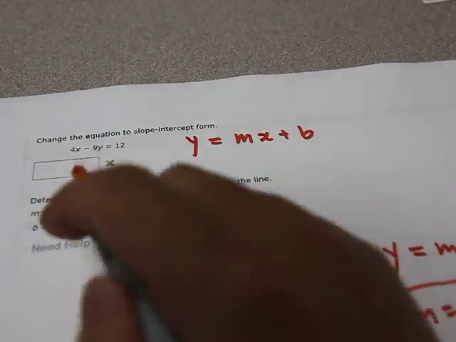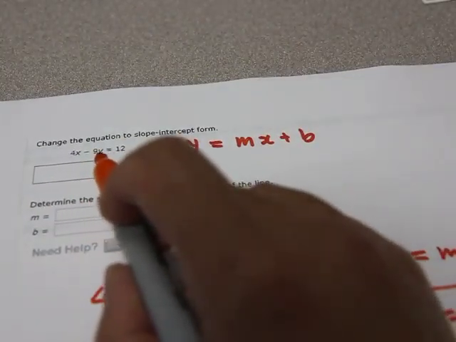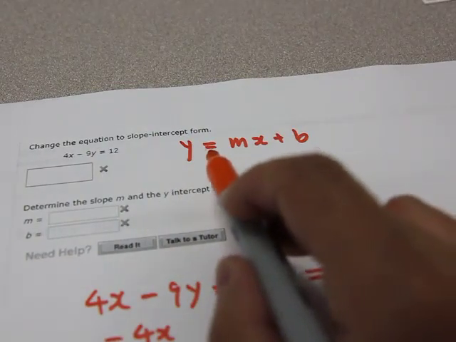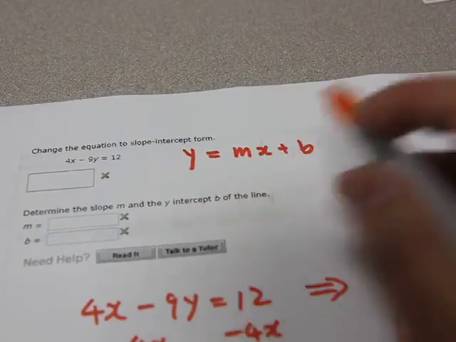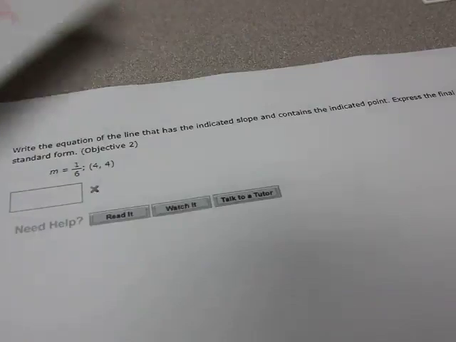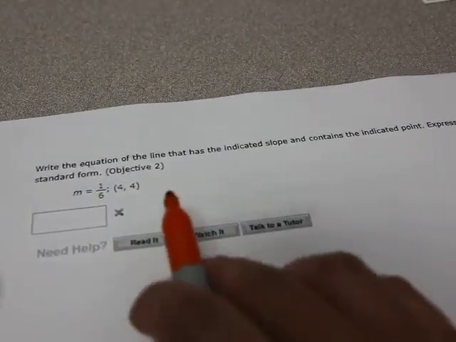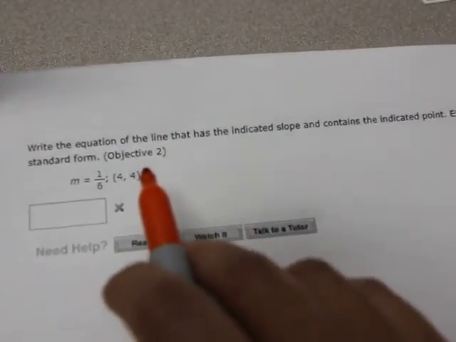Now, in this example, we are given the equation in the standard form, and we convert it into the slope-intercept form. Now let's take a look at another example.